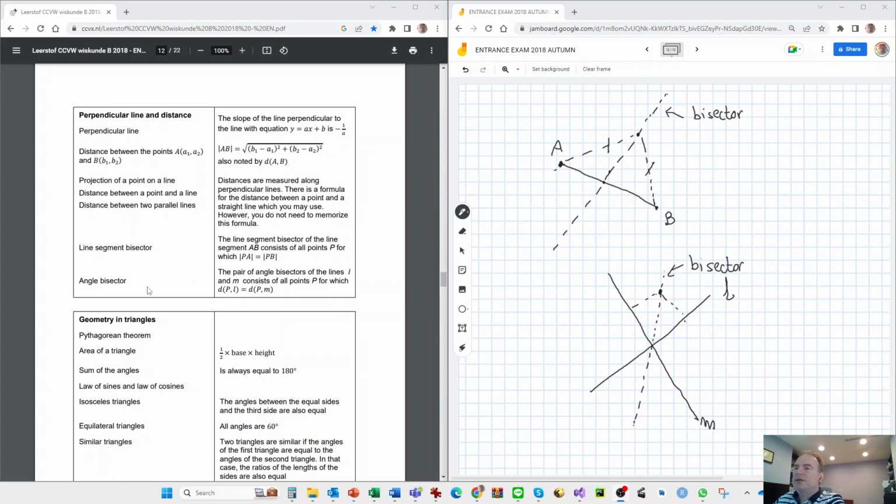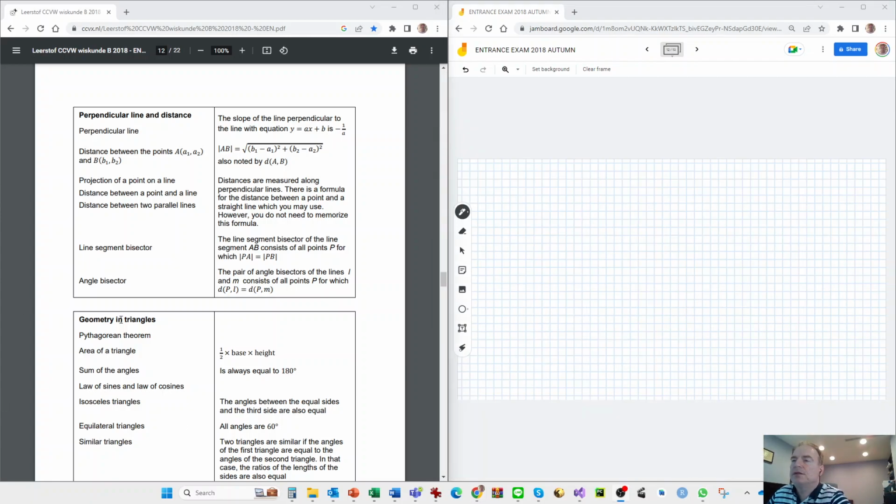And the same, you can have an angle bisector of two lines L and M, and these bisectors are all the points P which have the same distance from line M and line L. And as we saw above, this distance is measured by the perpendicular projections on these two lines.